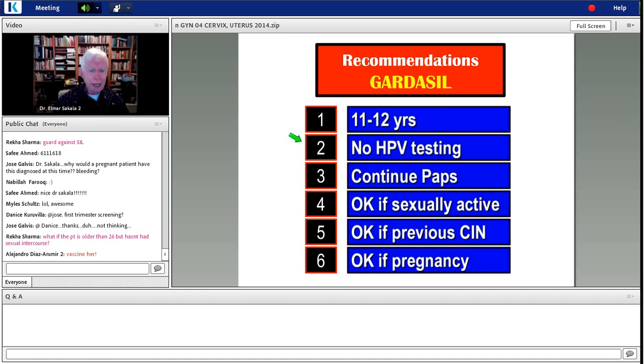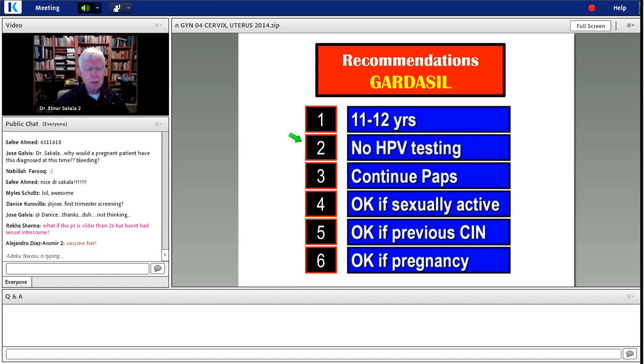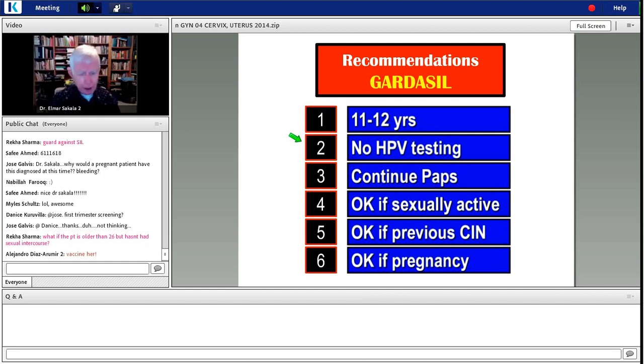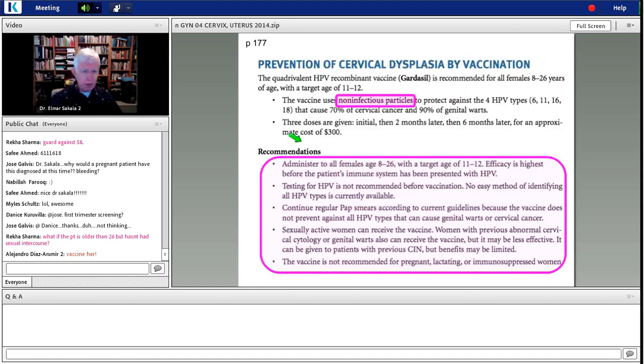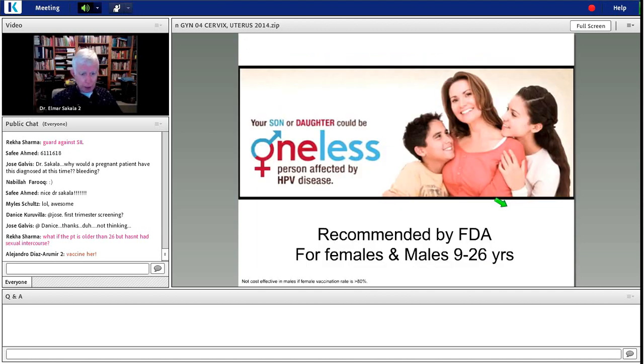Now, it isn't recommended in pregnancy, but if it was given and then she finds out she was pregnant, this is not an attenuated live virus. It uses virus-like particles, which are not alive. And so there's no need to consider abortion. It is not recommended in pregnancy, but it is okay if it happens to be given. It's more of a theoretical concern. All right, and this is on page 177 in your notes and talks about what I just said.